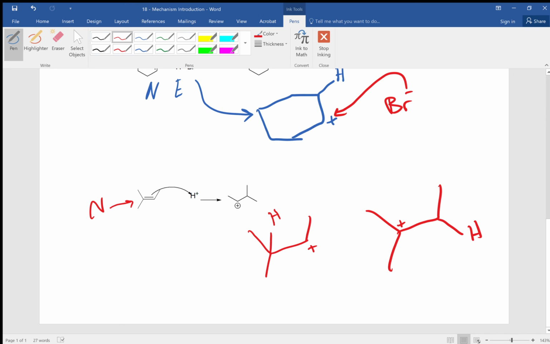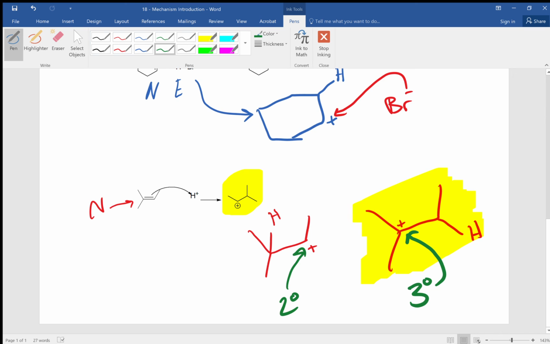Which one do you like better? Personally, I like this one better, which you'll notice is not the product that's drawn here. Why do I like that one better? Well, the cation here is secondary. This gives us a better tertiary cation. And so that more stable carbocation is more easily formed and is the correct product or correct intermediate here.